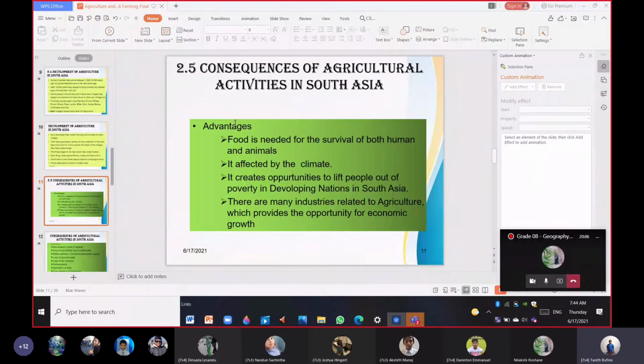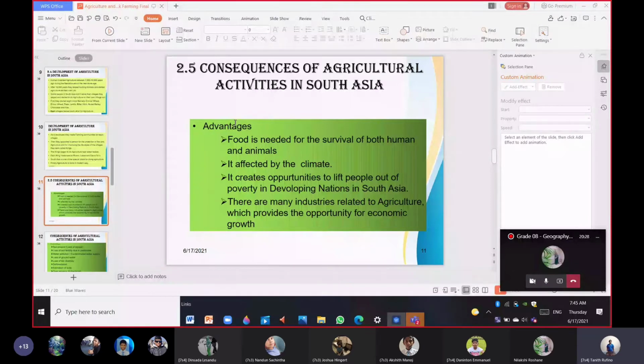Even though agriculture is done in South Asia, there are advantages as well as disadvantages. First, we'll discuss the advantages. You need food. You and me and animals need food for survival. So this agriculture is affected by the climate. It has created opportunities to lift people out of poverty in developing nations in South Asia.